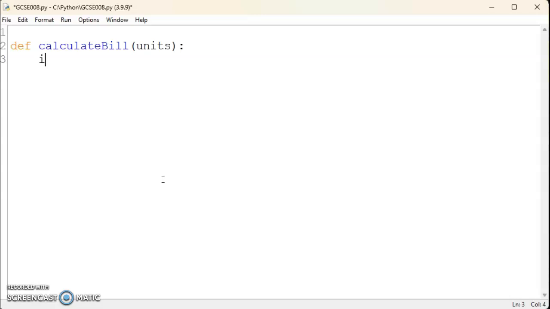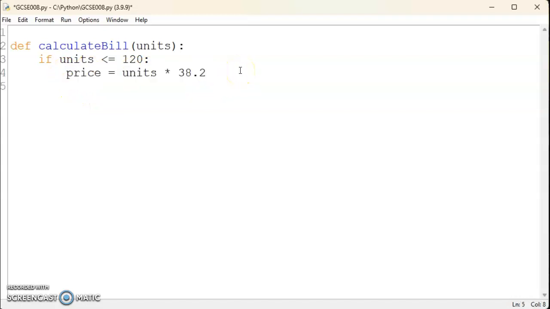So let's begin by saying that if the number of units used is less than or equal to 120 units, then that means that we're going to take the number of units and we're going to say the price is equal to the number of units multiplied by 38.2 pence. Now, in that case, that means that the price will be exactly that.